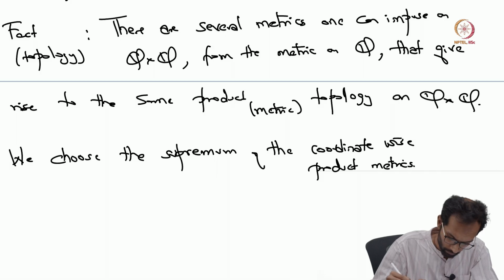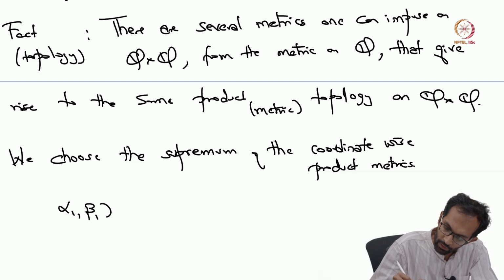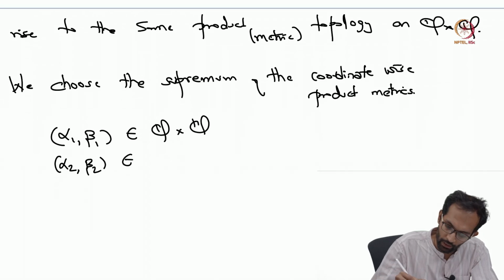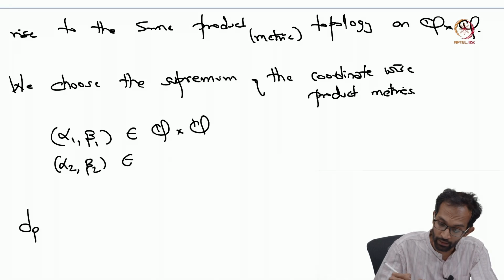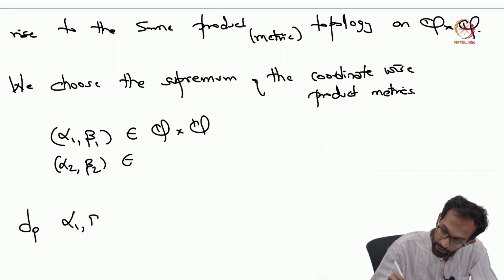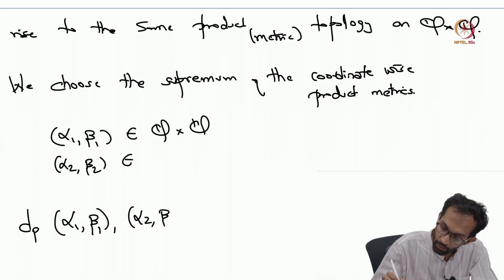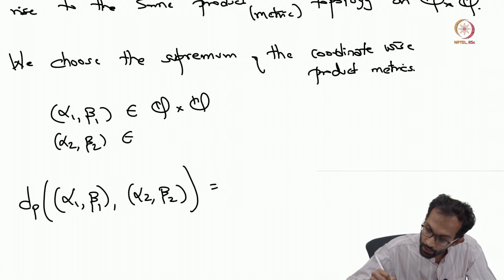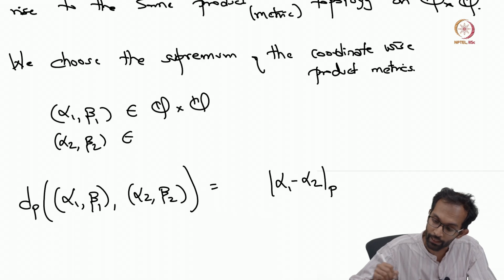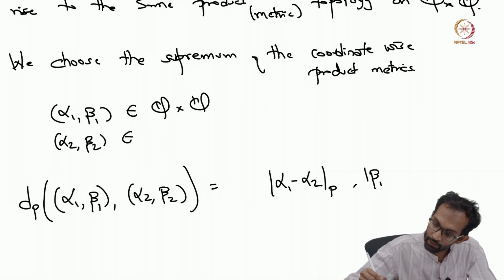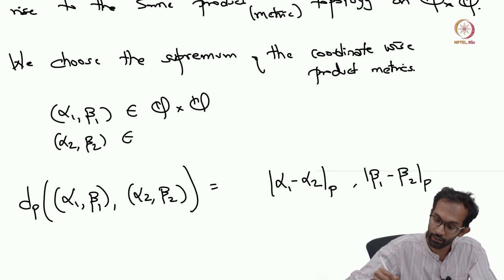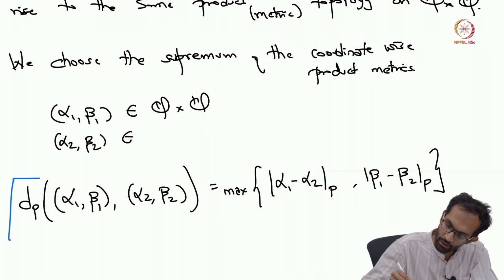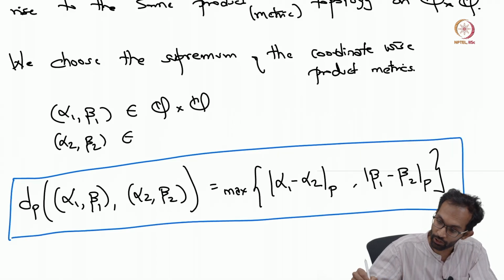So if you have, say, (alpha 1, beta 1) in Q cross Q, and (alpha 2, beta 2) also in Q cross Q, I will call the distance function on Q cross Q also by the same symbol d_p. So if I want to find the distance between (alpha 1, beta 1) and (alpha 2, beta 2), I take the coordinate-wise distance. So alpha 1 minus alpha 2 and its p-adic absolute value, that's in the first coordinate, beta 1 minus beta 2 and take its p-adic absolute value, that's in the second coordinate, and I just want to take the supremum or maximum of them. Okay, so this is a metric that gives us this metric topology on Q cross Q.